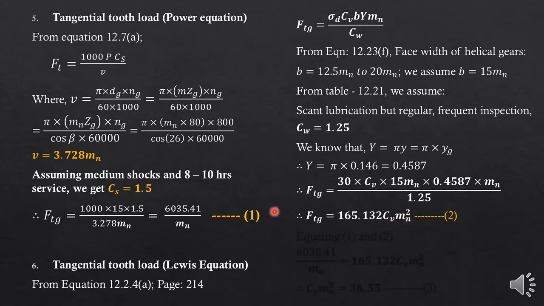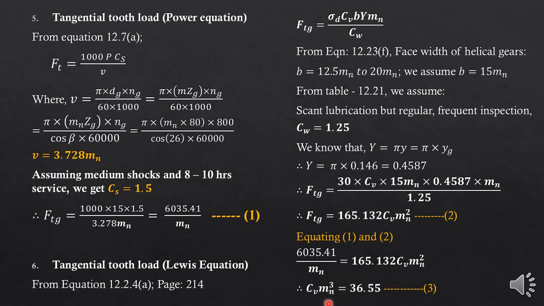Now, equations 1 and 2 are both for tangential tooth load. We can equate both, and we get the product of CV Mn cube as 36.55. Therefore, using a trial and error method, we need to solve for normal module such that for the assumed value of normal module, CV Mn cube should be greater than 36.55. Let us go through the trials in the next slide.